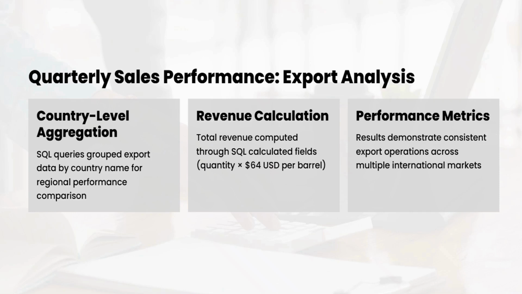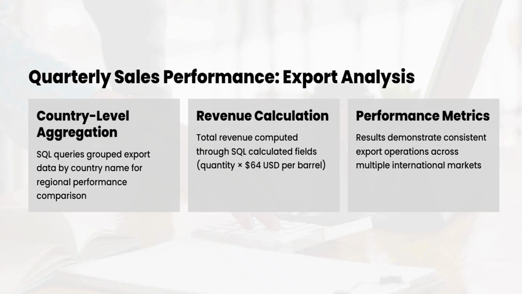Now, I will be discussing the quarterly sales performance, focusing especially on export analysis using SQL queries. To begin with, we used SQL to organize and analyze export data at a country level. This was done using the group by clause, which allowed us to group export records based on country names. By doing this, we are able to clearly compare how different regions are performing in terms of export volume.